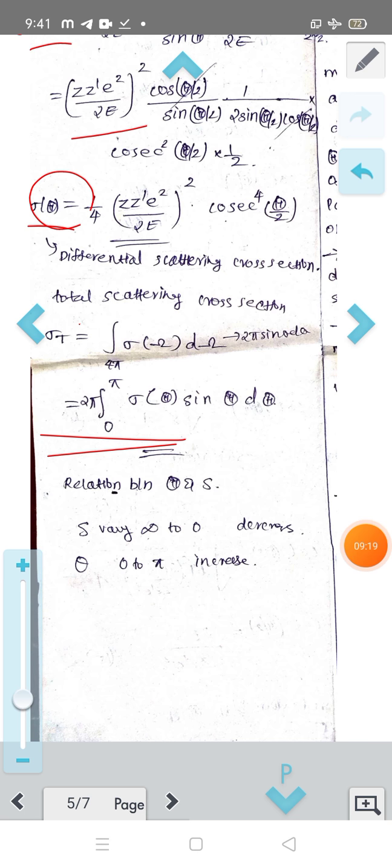Okay, when s, that is the impact parameter, varies from infinity to 0, that is when the impact parameter decreases, what happens is theta varies from 0 to pi, that is theta increases. That is the relation that we got from here.